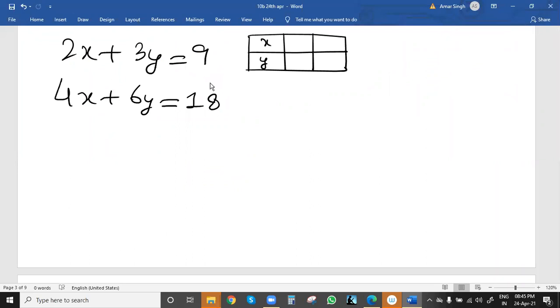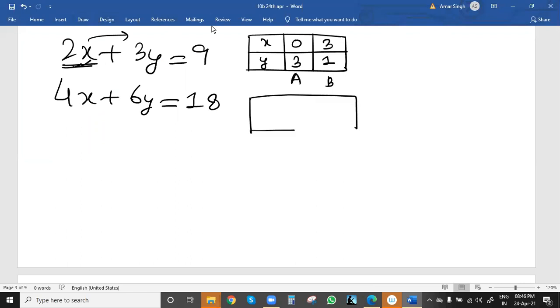If we take x value 0, then 0 into 2 is 0, so y will be 9 by 3, which is 3. Put x value 0, y will be 3 because this term will be 0. Take x value 3: 3 twos are 6, and 9 minus 6 goes to the right-hand side, 9 minus 6 is 3, 3 by 3 is 1. Let us call this point A and this point B.